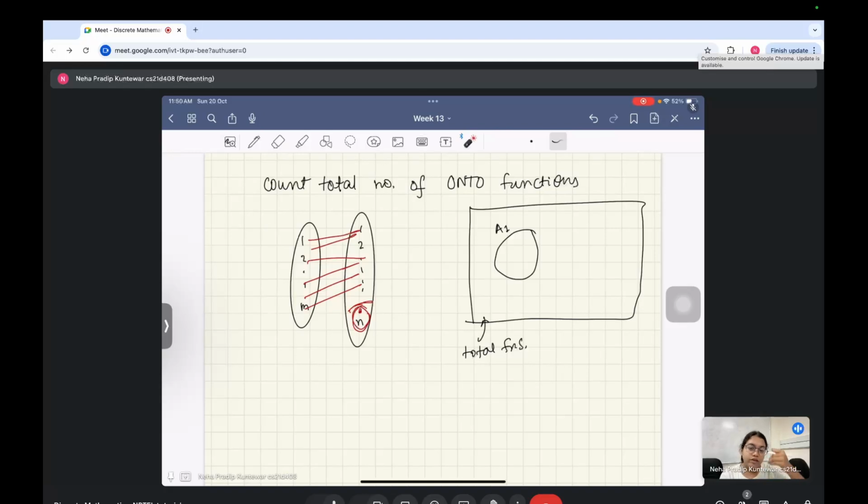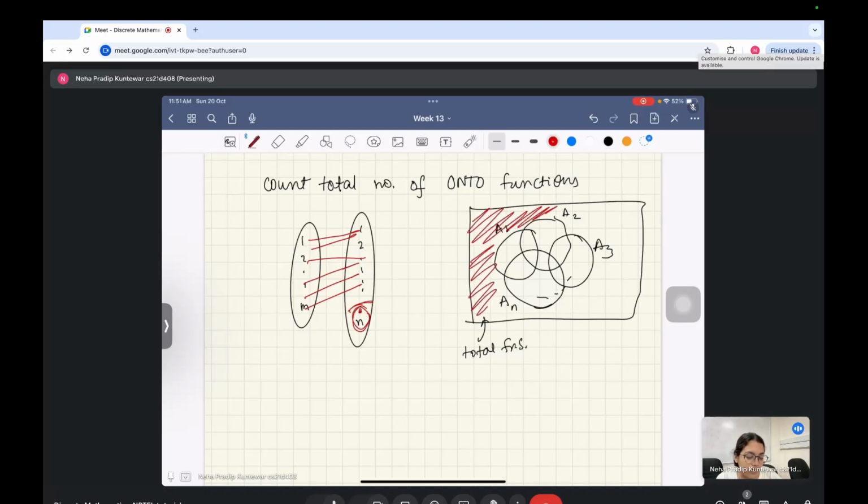So a1 tells me that the function is not onto because the element 1 is not covered, and a2 tells me that the element 2 is not covered, a3 tells that element 3 is not covered, and so on. So you have all the way up to an, and you have all the possible complex intersections. And what I want to find out is, so where are the onto functions? The onto functions are exactly sitting outside these spheres, because AIs represent the functions that are not onto.